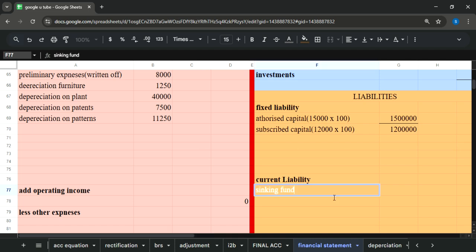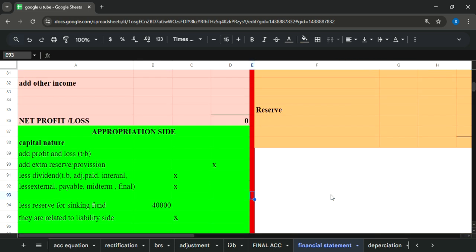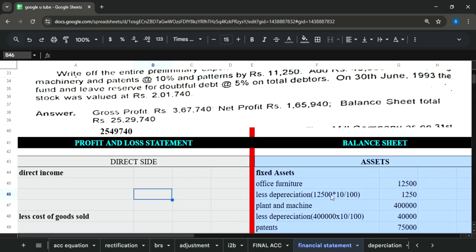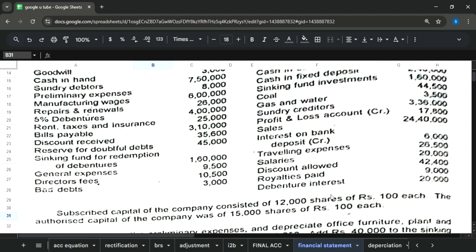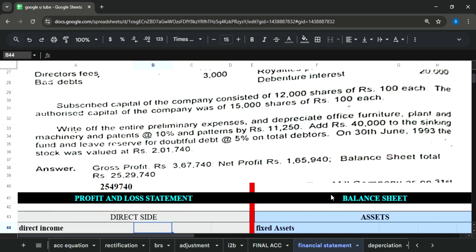sinking fund reserve, the amount of which is 40,000. And this 40,000 we can write over here in the second column because there was no adjustment regarding it. So guys, you have seen that step by step we are getting ourselves forward. Now leave reserve for doubtful debts 5% on total debtors.